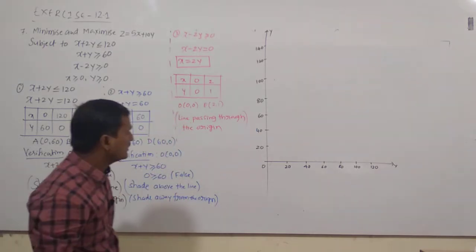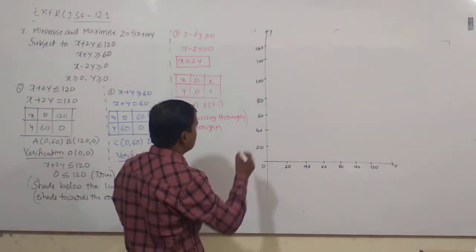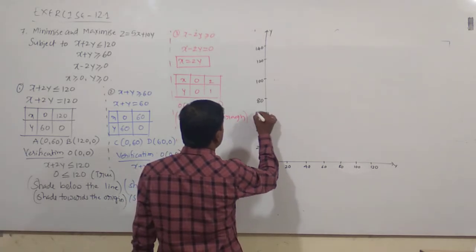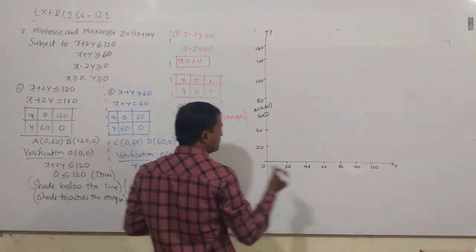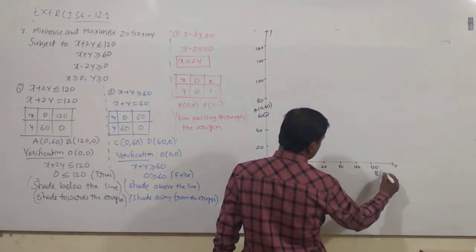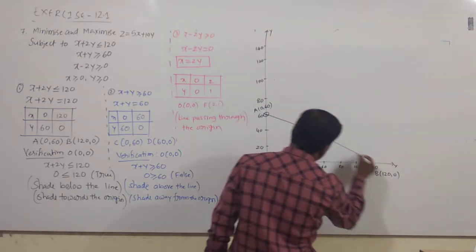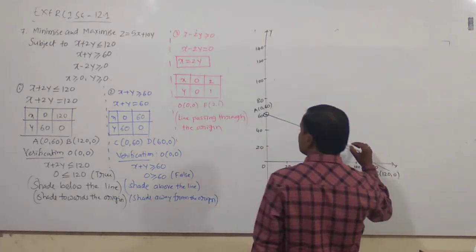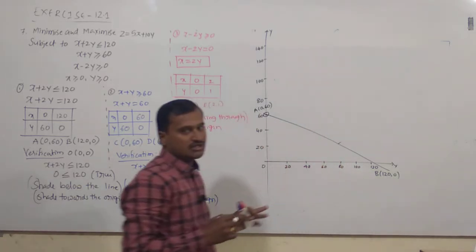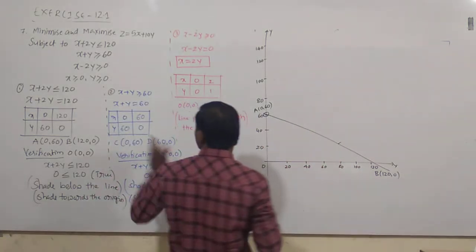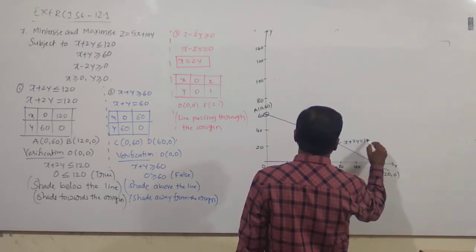What is the first one? A is 0 comma 60, and B is 120 comma 0. Join these. After drawing the line, you should write the equation of the line. The equation of the line is x plus 2y equal to 120.